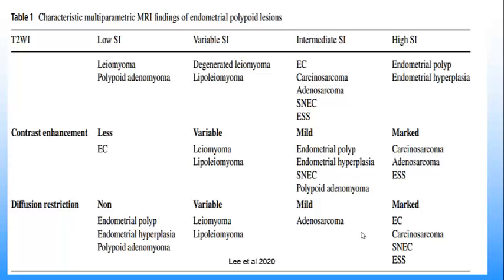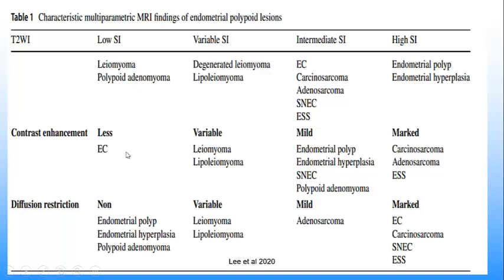And here is a nice table from this paper, Lee et al. 2020, characteristic multiparametric MRI findings of endometrial polypoidal lesions. When we look at the T2, when you find low signal intensity, then we are talking about leiomyoma, but sometimes the polypoid adenomyoma may be low on T2. Variable signal is seen in the degenerated leiomyoma and the lipoleiomyoma. Of intermediate signal intensity are endometrial carcinoma, carcinosarcoma, adenosarcoma, and endometrial stromal tumors. All of these can give intermediate signal. Regarding the endometrial polyp and endometrial hyperplasia, they can give high signal intensity, as we said before, more high and with cystic changes in most cases.